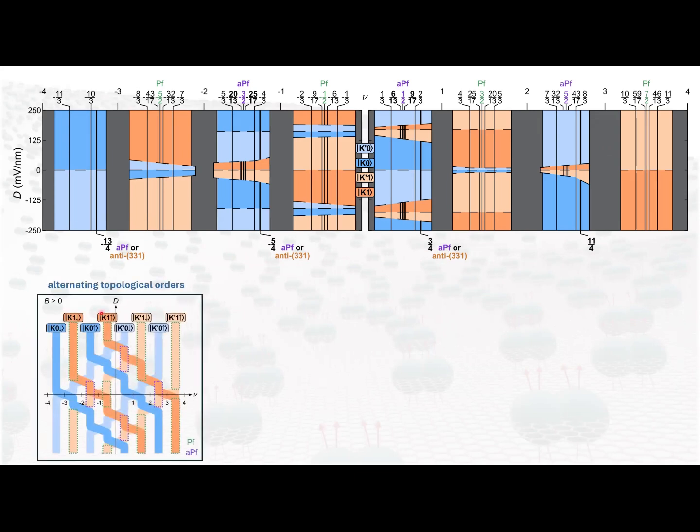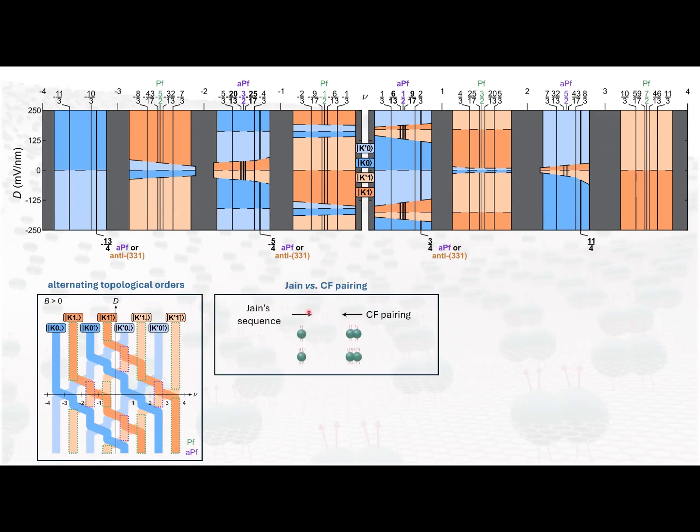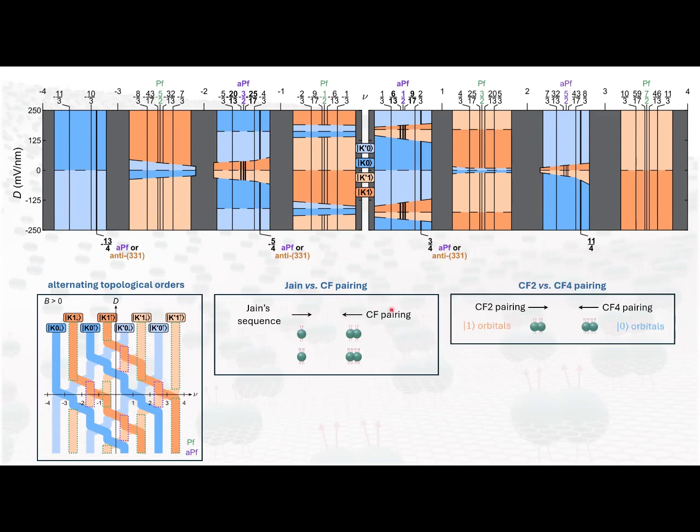Summarizing the first part of my talk, we see this alternation of topological order. We see a competition between Jain versus composite fermion pairing. Also, something interesting: the half-filling states are only created in the first orbital, but quarter states are only seen in the zero orbital. And that's actually something which is also not understood.